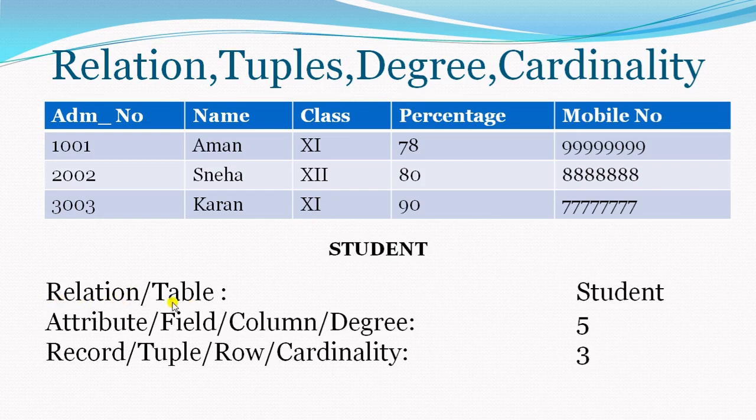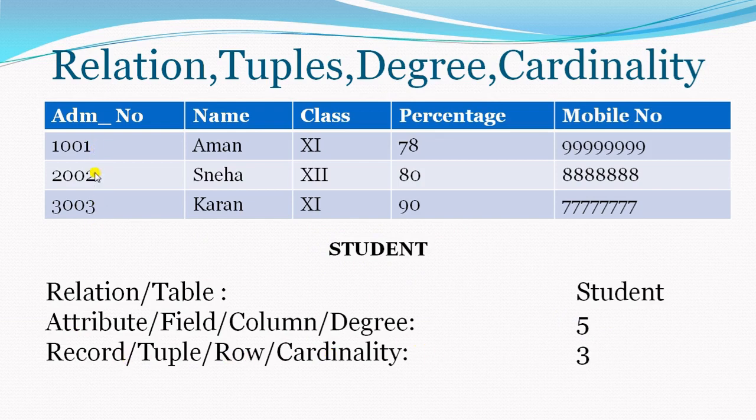Every table is called a relation, and here it is student. Attribute, field, column, degree: all these are called either attribute or field or degree or column. Column we know, but these are the names you need to remember, that it is also called attribute, field and degree. So how many columns do we have? 1 2 3 4 5. If I ask what is the degree of this student table, it will be 5 because it has 5 columns.